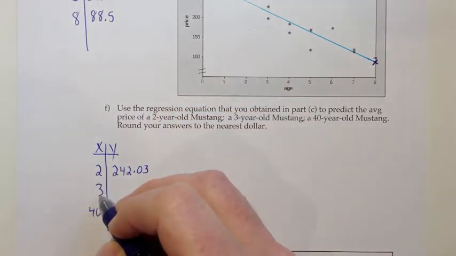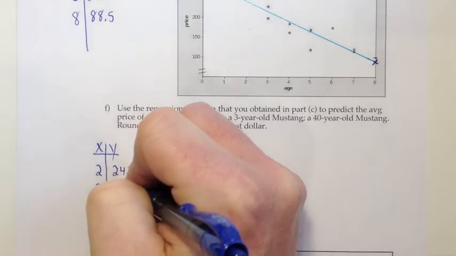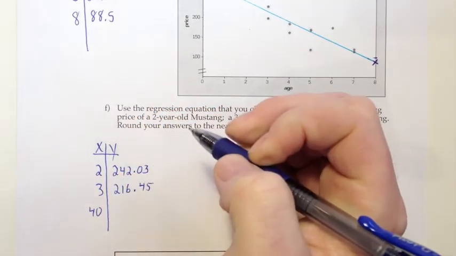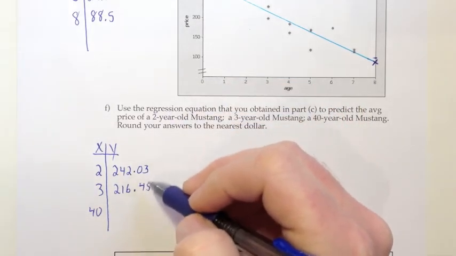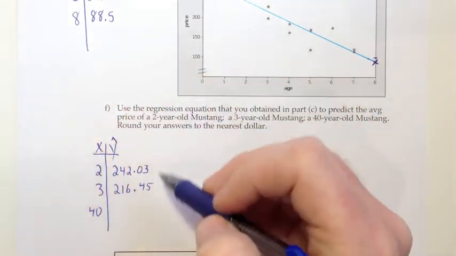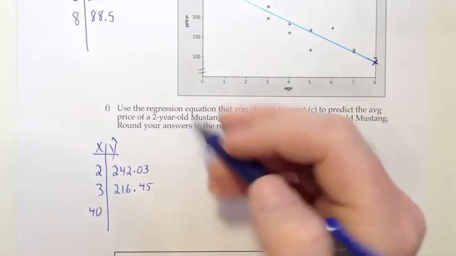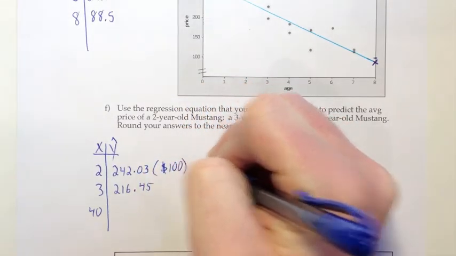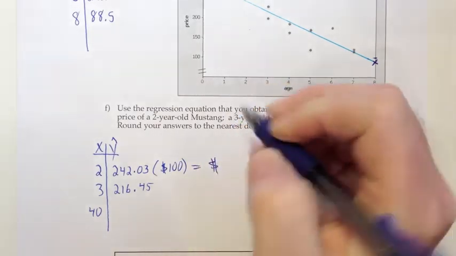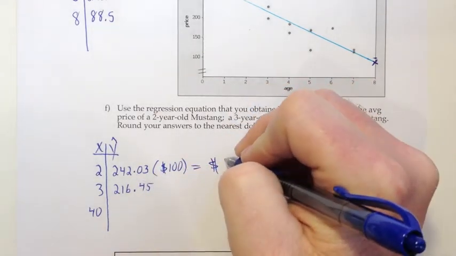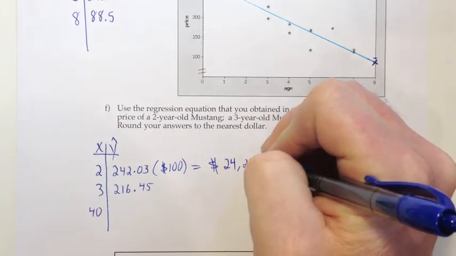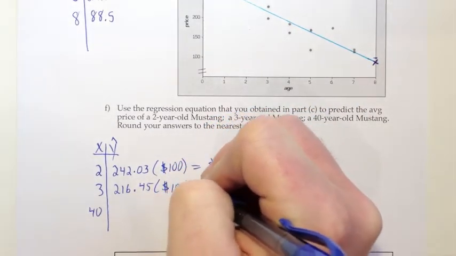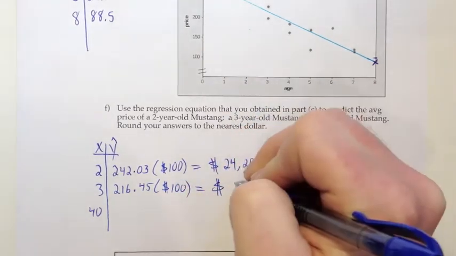And when I substituted in the 3, I got 216.45. But again, these y values, and actually they should be y hat values, are in hundreds of dollars. So I need to multiply by 100. That's going to put the dollar sign on, but it's also going to move the decimal over 2 spots and make this $24,203. I'll do the same thing on this one as well.